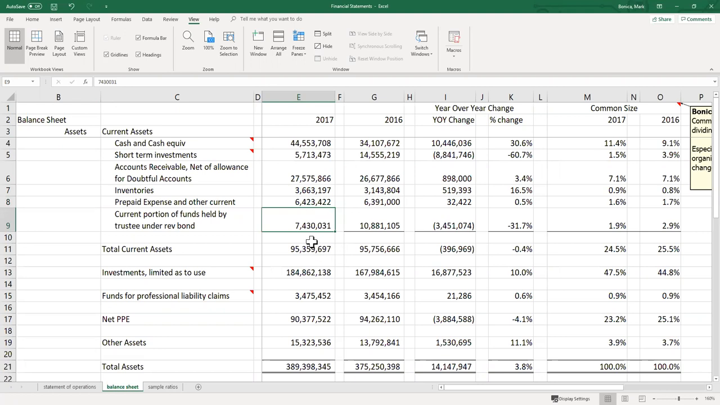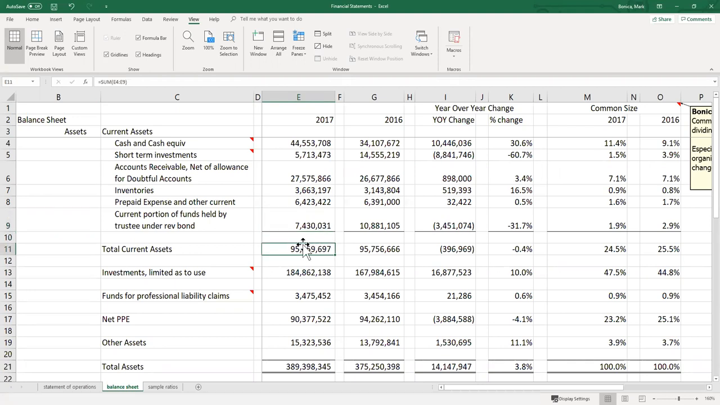And then current portion of funds held by trustee under revenue bond. This is a little bit complicated, but basically they have some cash that has been earmarked to cover payments that are due on their bonds. That's a current asset in the sense that it's going to be used this year to pay off what they owe. But it's not really available to the organization, except in the sense that they're going to use it to pay off their bills.